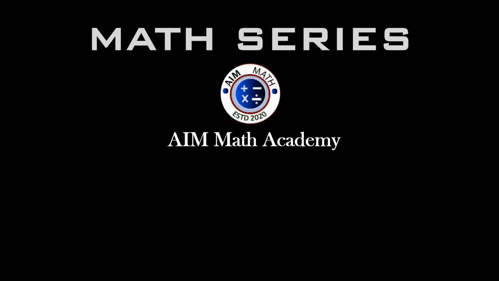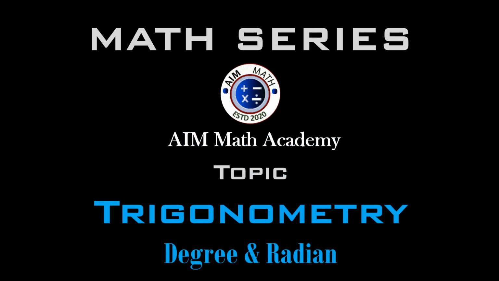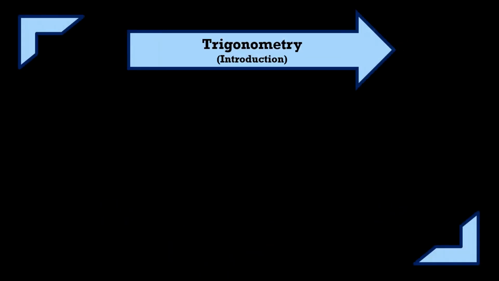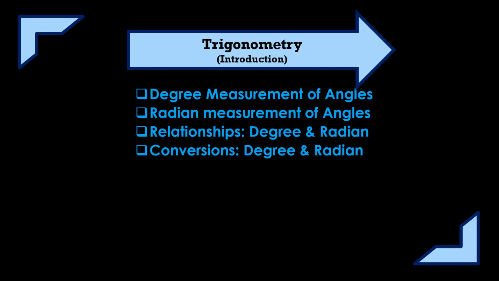Today in this video I am going to explain a different topic in trigonometry, and the topic is degree and radian. As we know, degree and radian are two different measurements of angles. So in this trigonometrical chapter I am going to introduce you to a few items: degree measurement of angles, radian measurement of angles, relationships between degree and radian, conversions between degree and radian, and arc length and sector area.